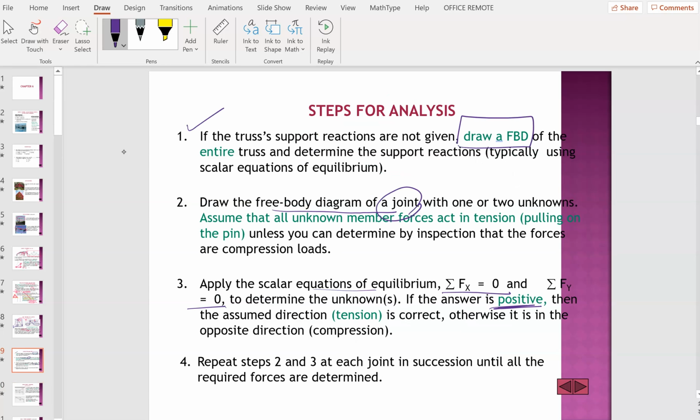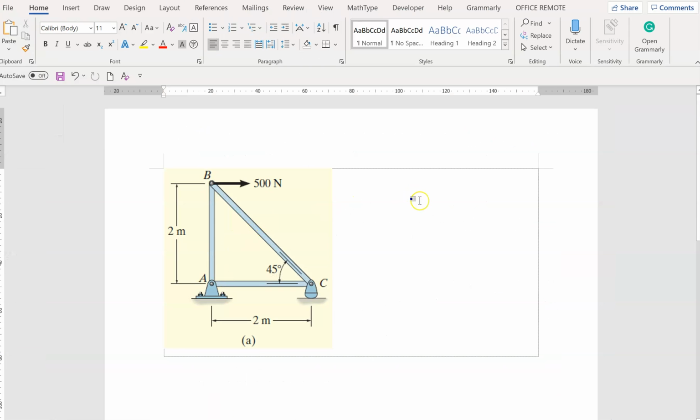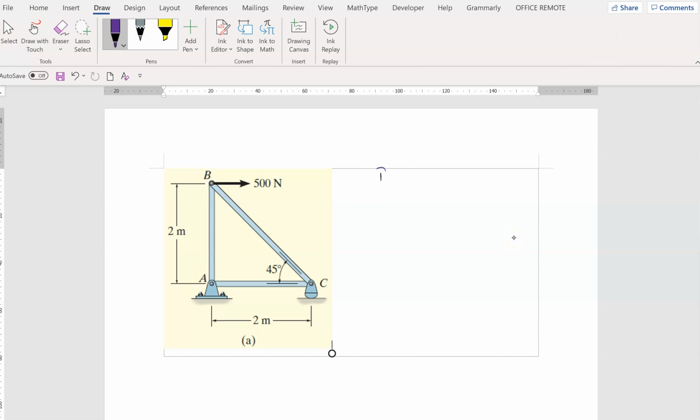Before we go into zero force members, which is the next video, I will just explain what's going on. Let's look at this structure. The first thing to do is step 1, like what I explained just now, which is to draw the whole structure like this. So we have external forces AX and AY, and then we have our C here. C is in the direction of CY, and then we have our 500 here. This is the first step.